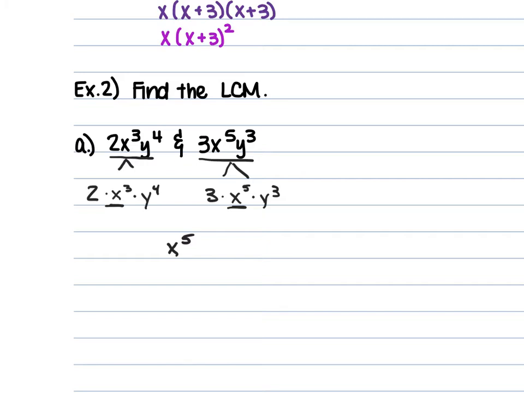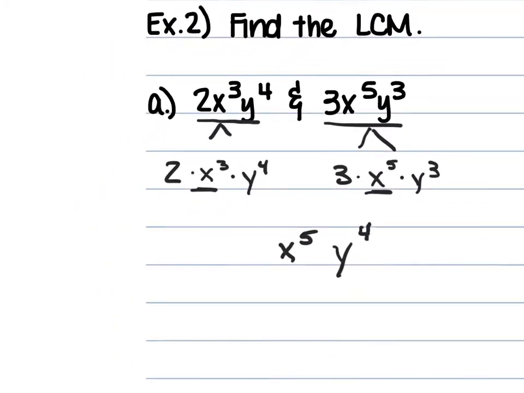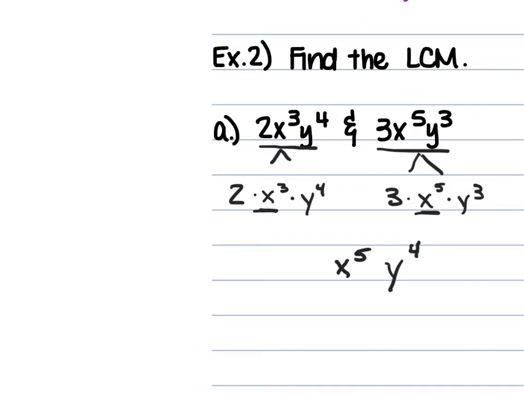What about the y's? Y to the 4th. We're just picking out the highest powers. Now, 2 and 3 do not have the same base, but let's think about it. We already know how to find the least common multiple of 2 and 3. What is the smallest number that they will both go into? 6. And you know how you get that? 2 times 3. 6. So the least common multiple for these two things is 6, x to the 5th power, y to the 4th power.